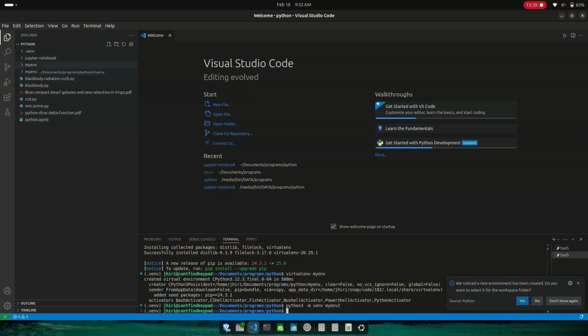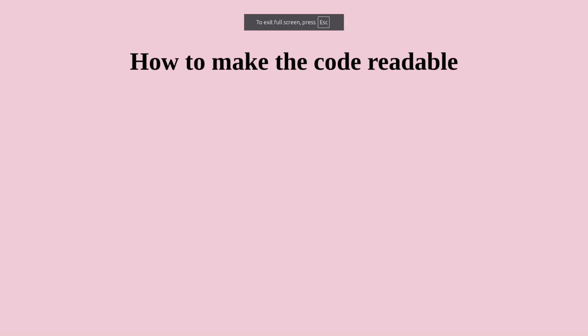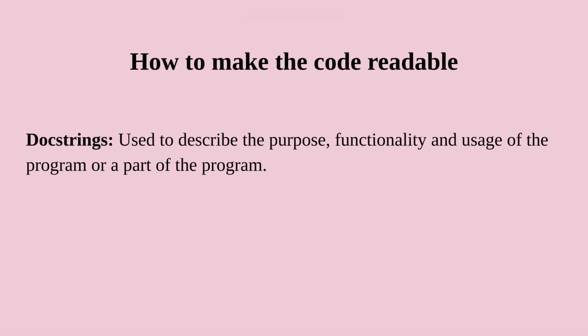You have to first activate the created environment, for which you have a different procedure for different OS. In virtual environments too, we can use pip to install any packages we might require. Next up, we have how to make the code readable. Docstrings. These are used to describe the purpose, functionality, and usage of a program or a part of the program. Docstrings are also commonly known as comments.